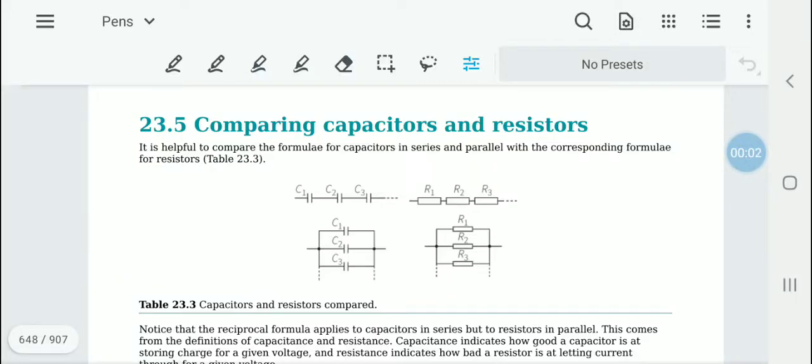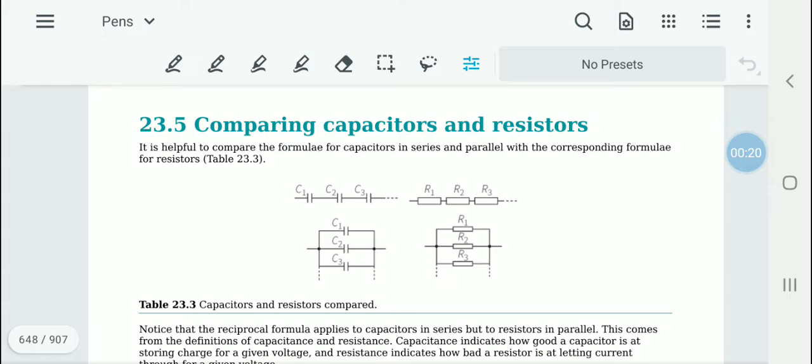Chapter 23 Physics, Theory Video 5. So now we are going to compare capacitors and resistors. Like I told you earlier, it is going to be a little different. Their connections are different.